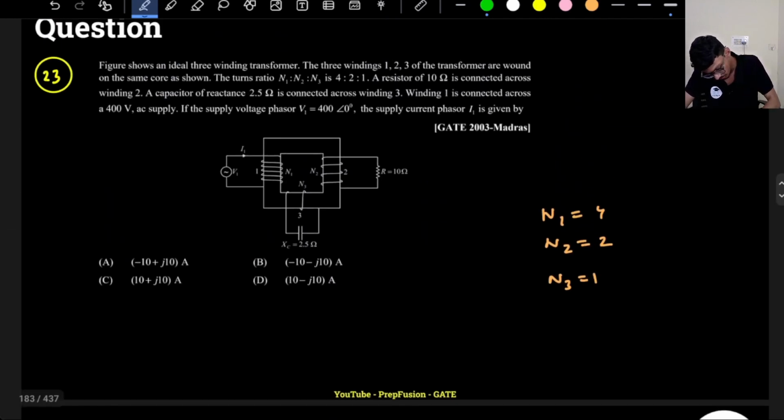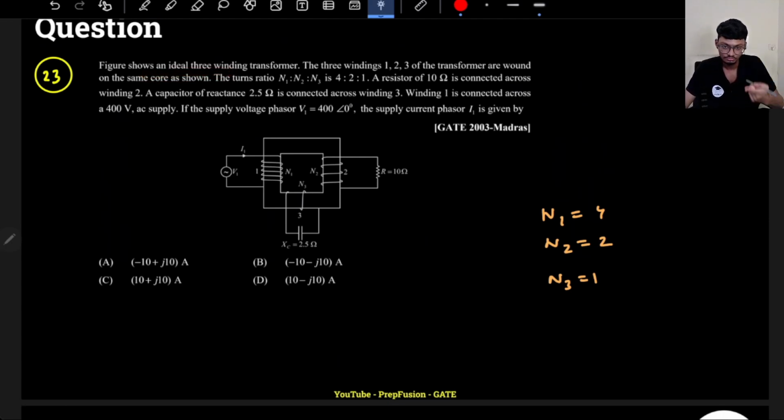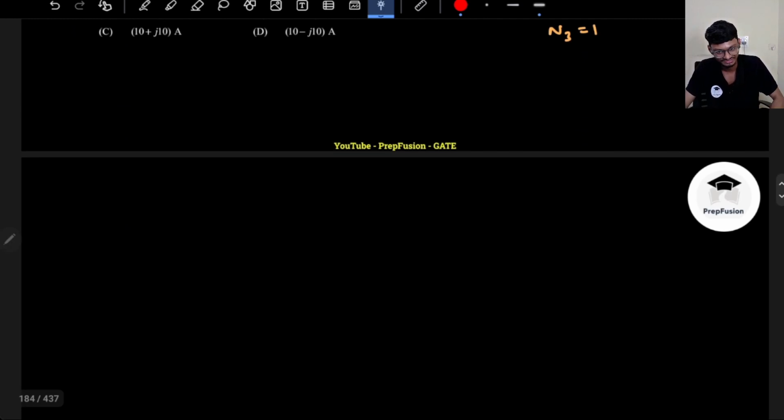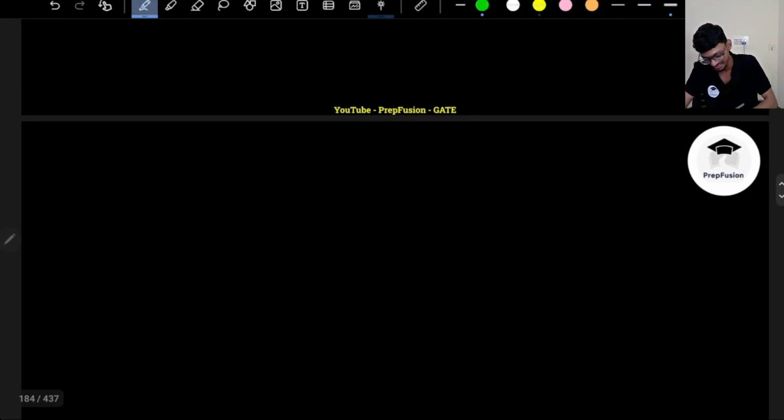They have told me that this is an ideal 3-winding transformer. So there is no leakage reactance, no winding resistance, and there is also no magnetizing current, because it is an ideal transformer. So this circuit is very simple. There is no core loss, no magnetizing reactance, nothing.